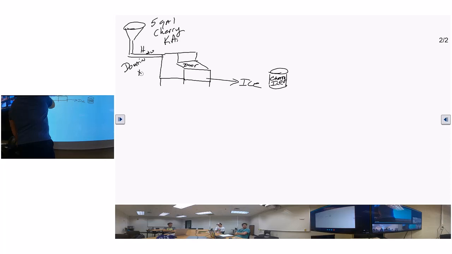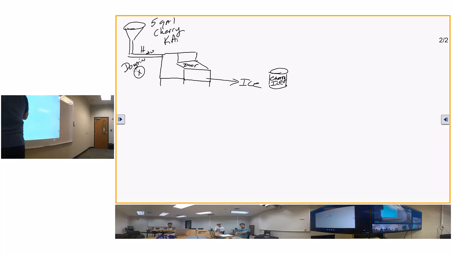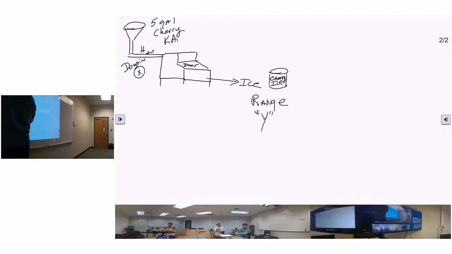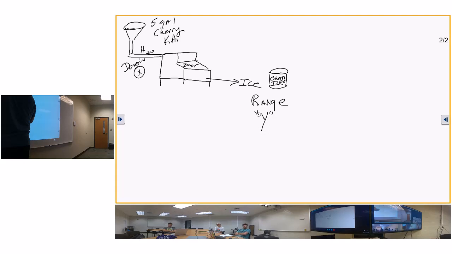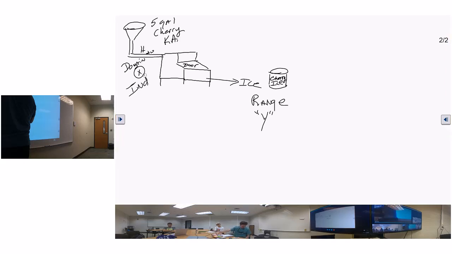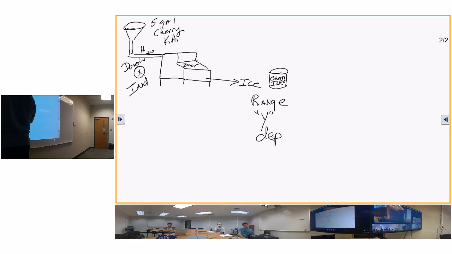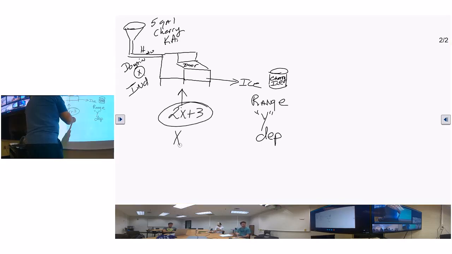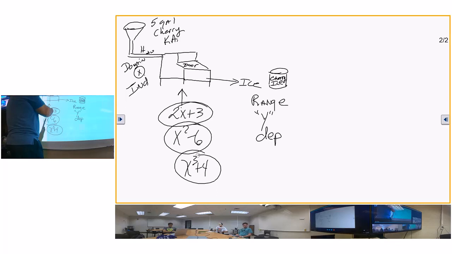And domain is usually our what? Function? And these are, what's the range in terms of? So, which one depends on what? Can we have ice cubes without water? So what is the water? It's the independent. And which one depends? Okay? And of course, this is going to be your function. This is going to be your 2x plus 3, or x squared minus 6, or x to the third plus 4. Okay, there's your ice machines right there.